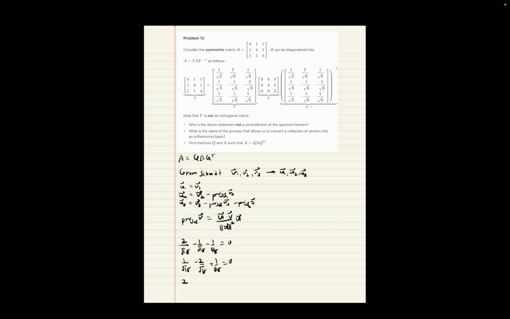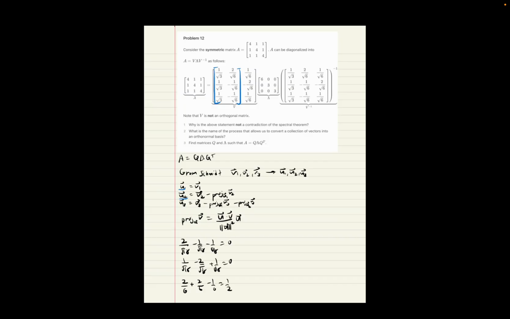If we take their dot product, we get 2 over 6 plus 2 over 6 minus 1 over 6 equals 1/2. So what does this mean in terms of the Gram-Schmidt process? Well, this means that we can choose our u1 and u2 to be the first 2 columns of V because they're already orthogonal to each other.